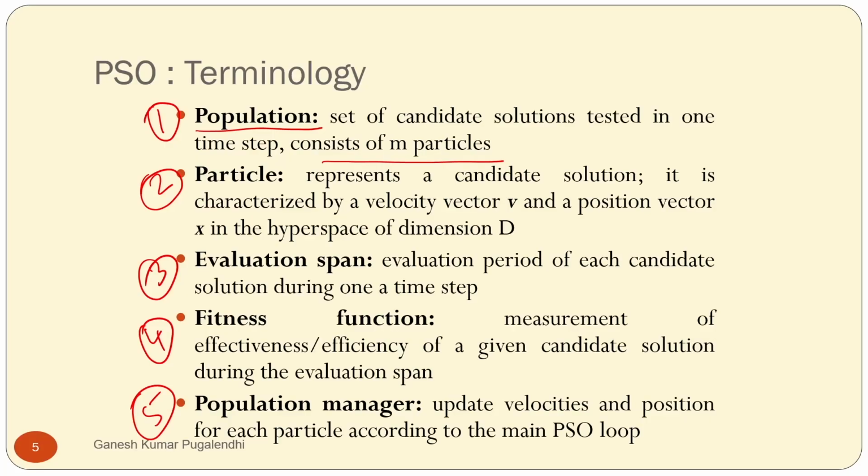Recall genetic algorithm. Here in genetic algorithm, population is a set of chromosomes. Likewise here you are going to generate a random set of particles. What does a particle represent? A particle represents a candidate. It is one of the solutions to the problem that has been taken.